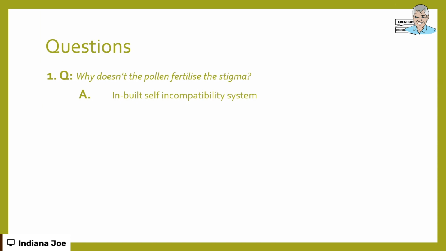So second question, are there any advantages in this system? Well, there are, because it forces, you can put the answers up, but it forces cross-pollination.